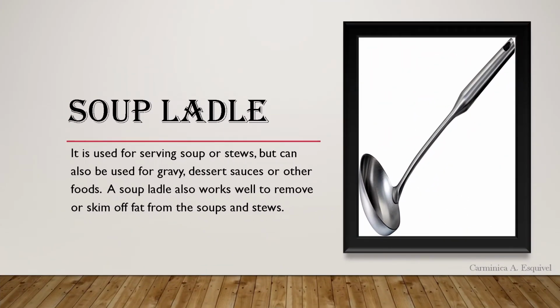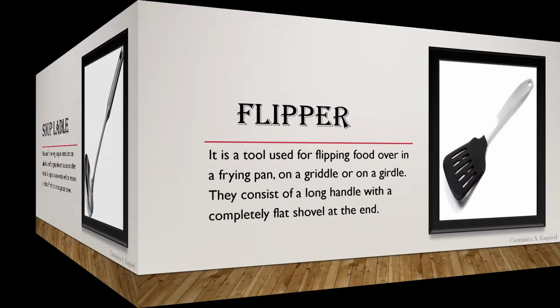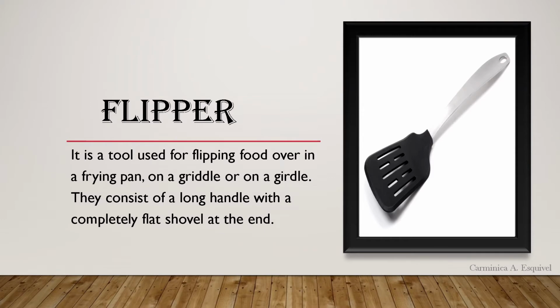Next is the soup ladle. It is used for serving soup or stews, but can also be used for gravy, dessert sauces, or other foods. A soup ladle also works well to remove or skim off fat from the soups and stews. Next is the flipper. It is a tool used for flipping food over in the frying pan, on a griddle, or on a girdle. They consist of a long handle with a completely flat shovel at the end.